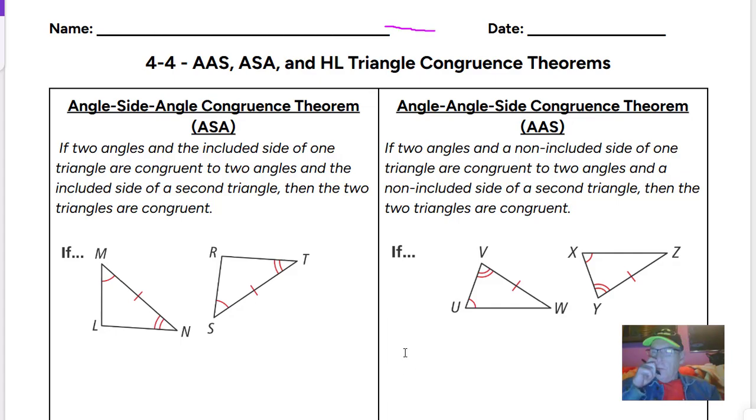Okay, this video goes with the guided notes for angle, side, angle, and the hypotenuse leg triangle congruence theorems, which is section 4.4. Okay, so let's take a look.